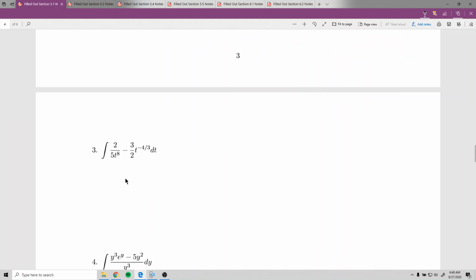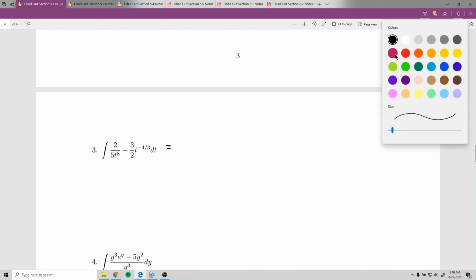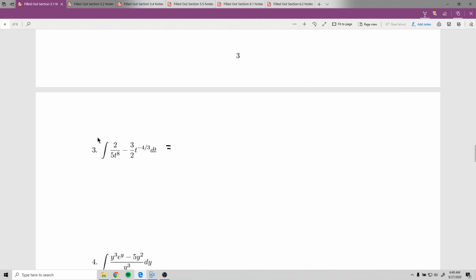So number 3, we want to integrate 2 over 5 times t to the 8th minus 3 over 2 times t to the -4/3 dt. Now you will notice the letters match up. You won't see a dx with a t. They'll always match like that. But the first thing I would want to do here is do the integral of each part, just like when we had derivatives and we had more than one part.